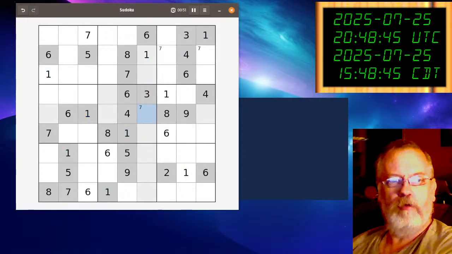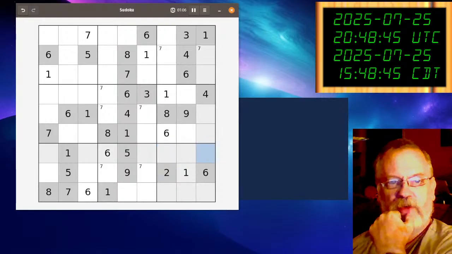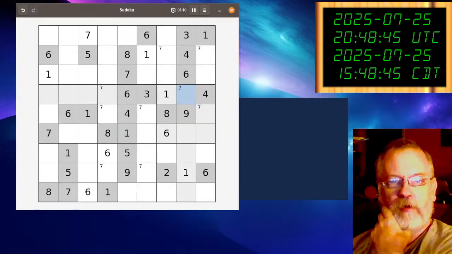We got 3 possibilities here. Normally I like doing that. One of these two will be a 7, and one of 3 will be a 7. 2 possibilities here. Alright, so that's going to be a 7. I really don't like this, but we'll come back.